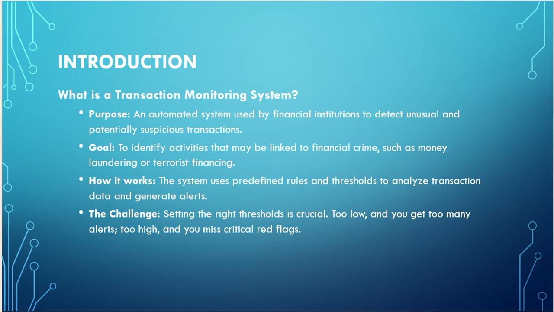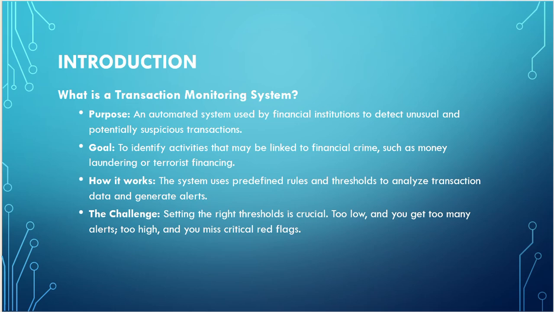The system uses predefined rules and thresholds to analyze the transaction data and generate alerts, red alerts or flags, on suspicious transactions on the basis of the rules and logic we feed into the system. So they generate the alerts. We follow a rule-based or risk-based approach. That is how this works, with the EOD process or T+1 day processing that happens in the bank.